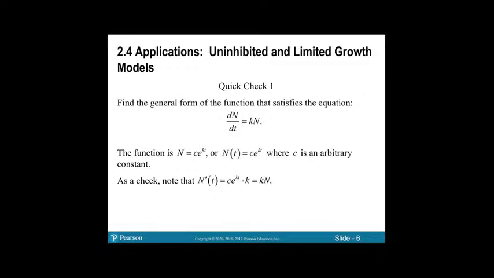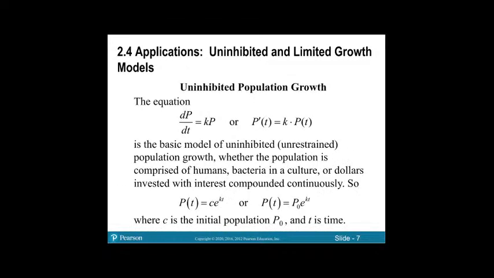So this equation, P prime equals k times the original function, is the basic model of uninhibited or unrestrained population growth, where the population is comprised of humans, bacteria in a culture, or dollars invested with interest compounded continuously. Continuous exponential growth, where C is the initial population, P naught, and t is the time. Okay, that's fine.